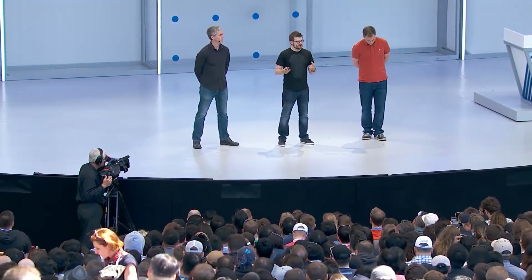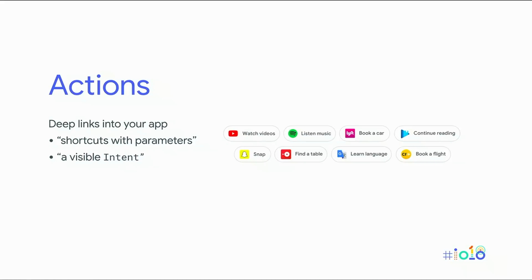Related to Slices is actions. You can think of these as shortcuts with parameters. Romain likes to think of them as visible intents. This is essentially a deep link into your app with some additional payload. It's not just a link to music. It's a link to a particular album or something like that. And you saw these as well in the keynotes, showing up in a predictive space inside our app launching experience.